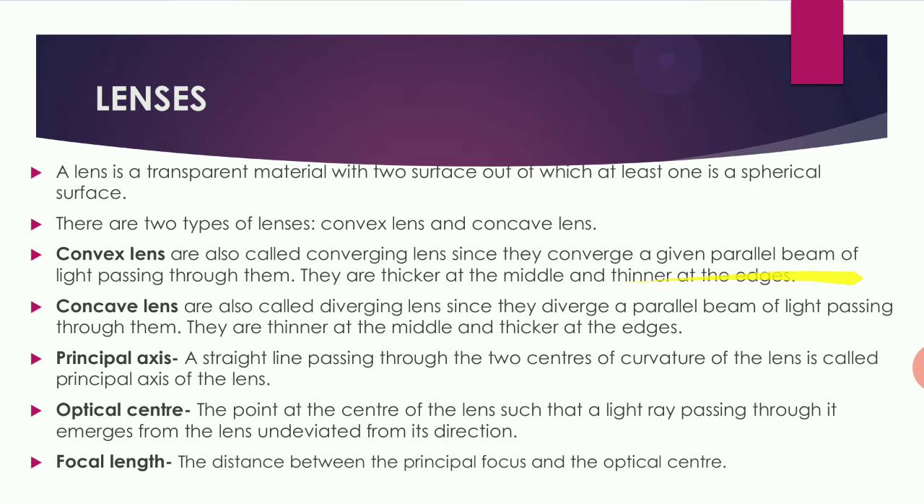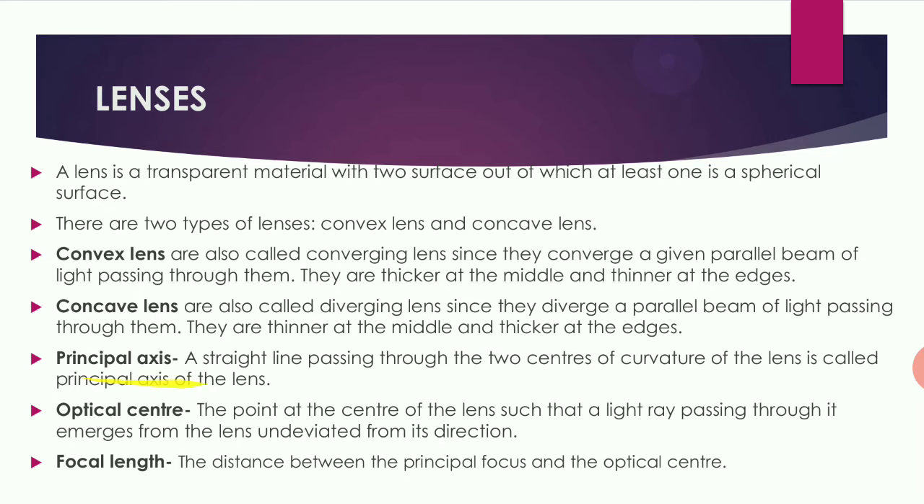They converge a given parallel beam of light passing through them, meeting at one point, so they are called converging lenses. They are thicker in the middle and thinner at the edges. Similarly, concave lenses are also called diverging lenses, as they diverge the parallel beam of light passing through them, and they are thinner in the middle and thicker at the edges.